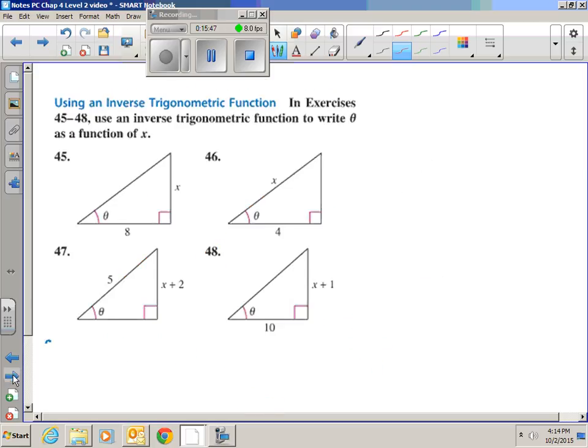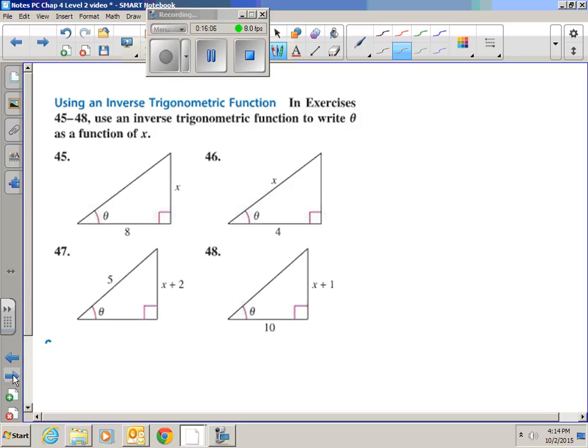A couple more here, and then we're done. Let's do number, I don't care, let's do 45. I think you probably do this one for homework, but that's okay. In exercises 45 through 48, use an inverse trigonometric function to write theta as a function of x.